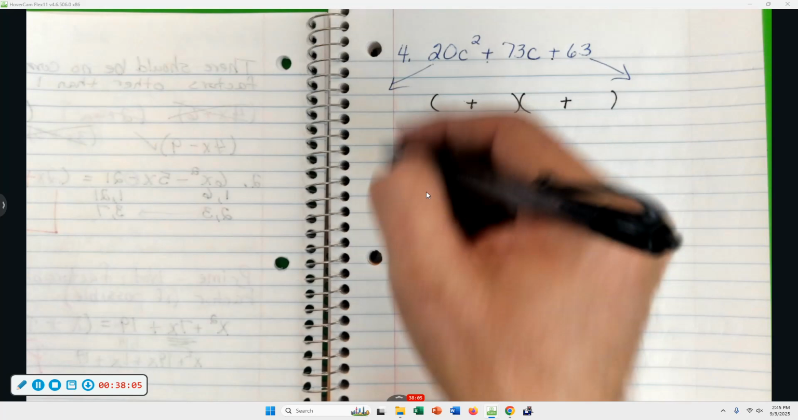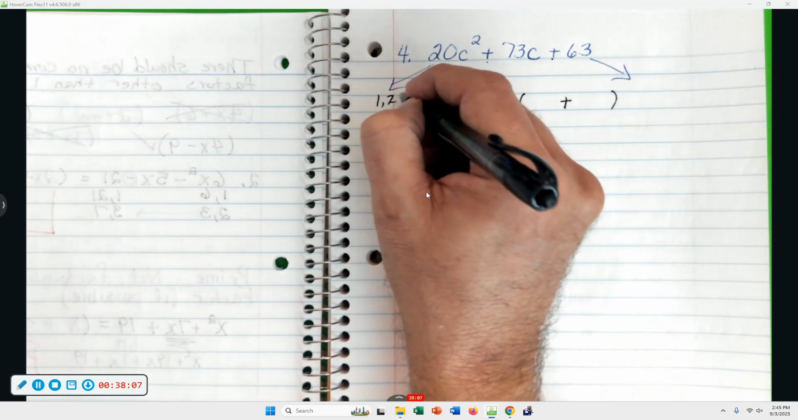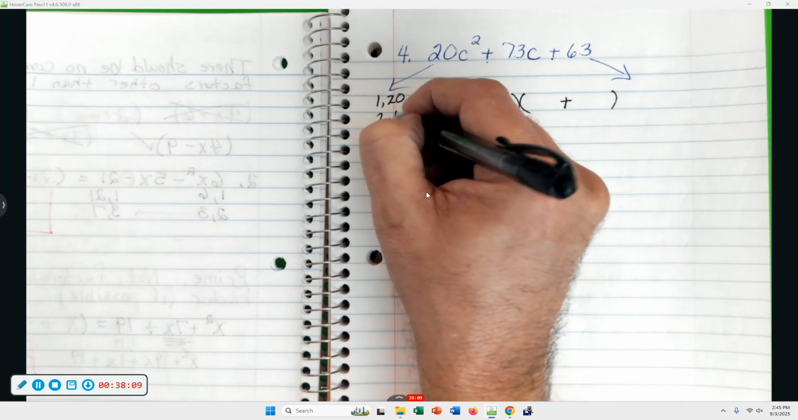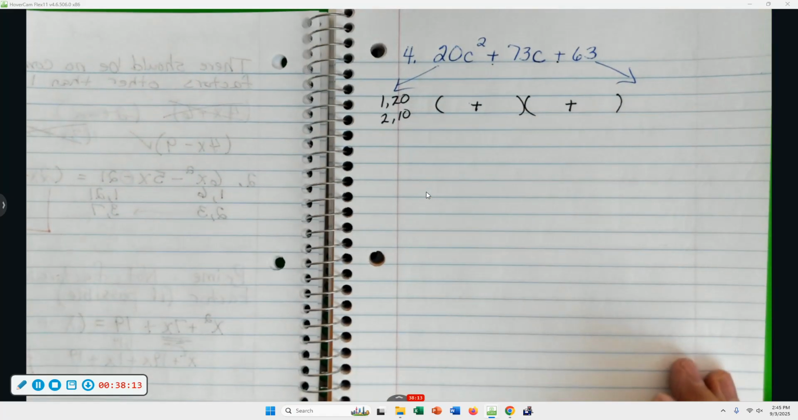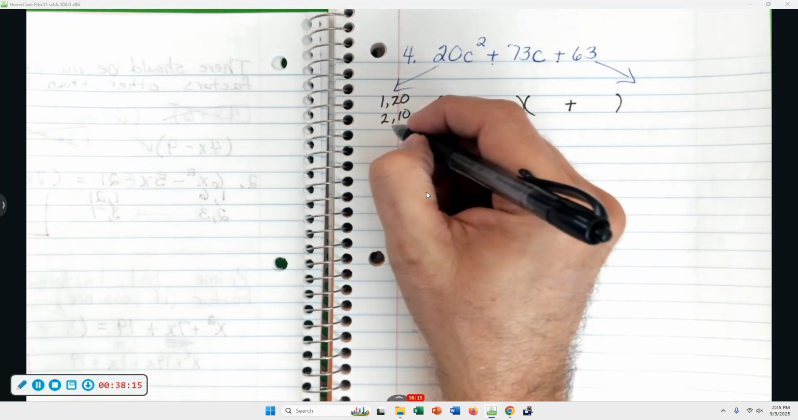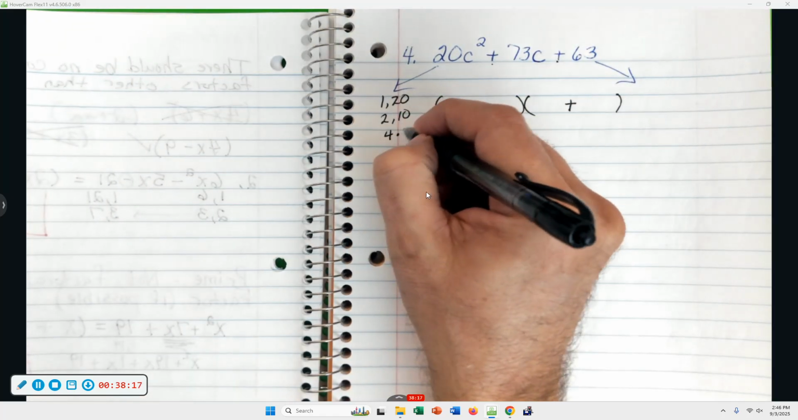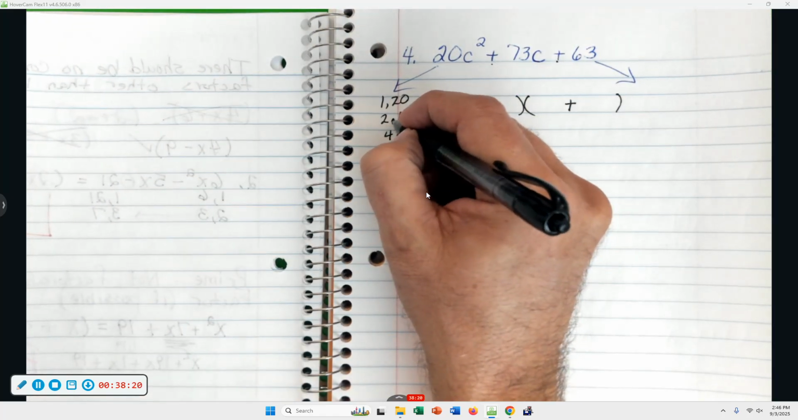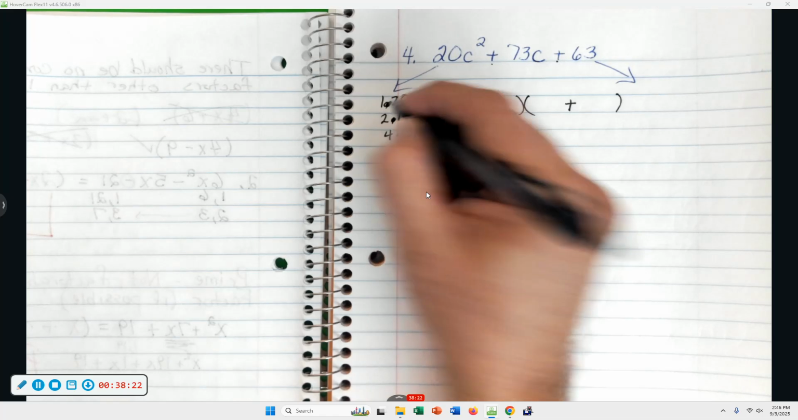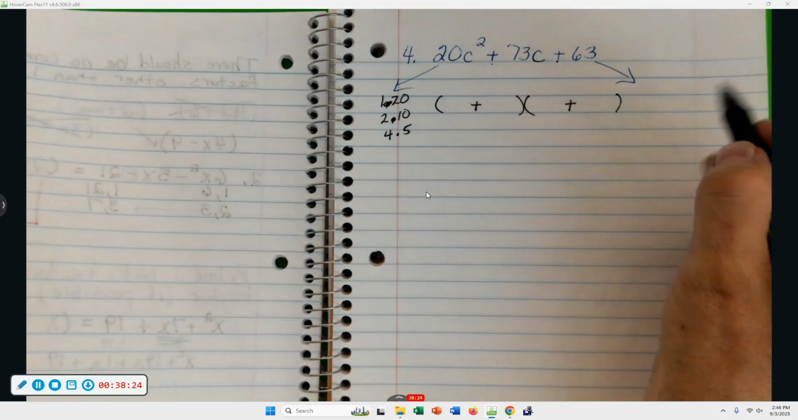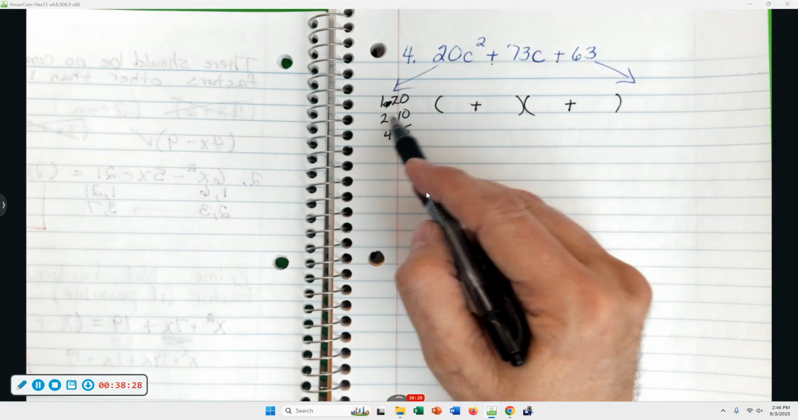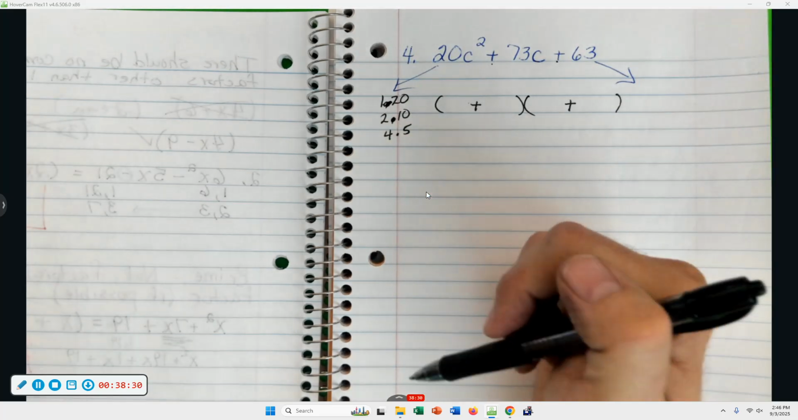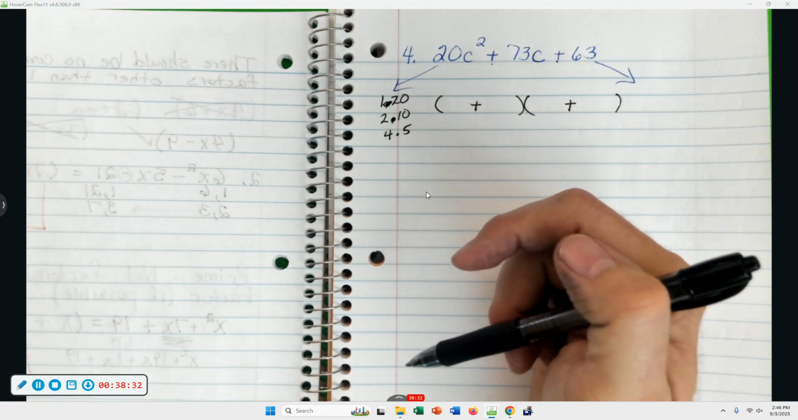Numbers that multiply together to give 20. There's 1 times 20, 2 times 10, and one other pair of numbers: 4 times 5. Okay. I just write them as pairs, I always just put a comma, but I'm trying to do it the way Tim does it. 1 times 20, 2 times 10, 4 times 5.